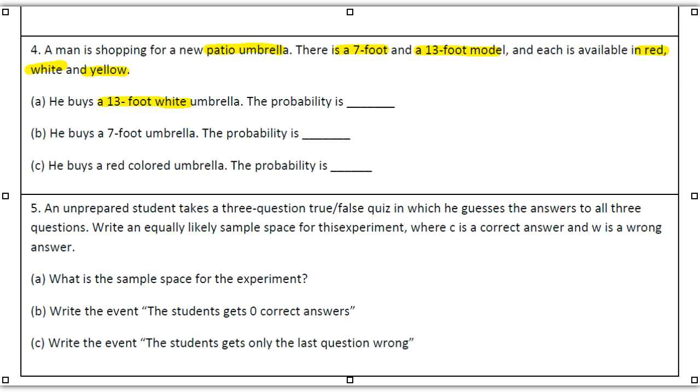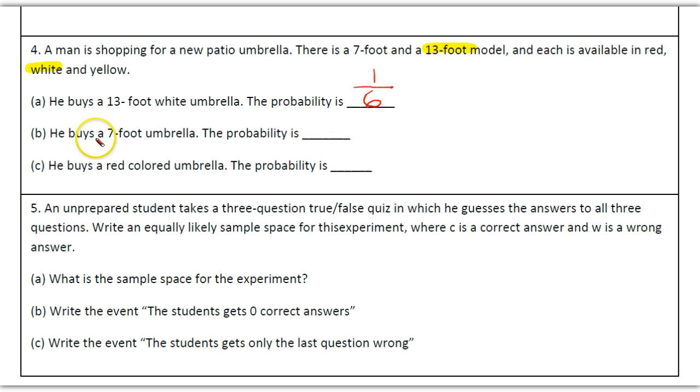So for this one, we have a white and a 13-foot. So we have, there's 2 types and there's 3 colors, so there's a total of 6 in the sample space, and he's picking out one of those. So 1 out of 6.